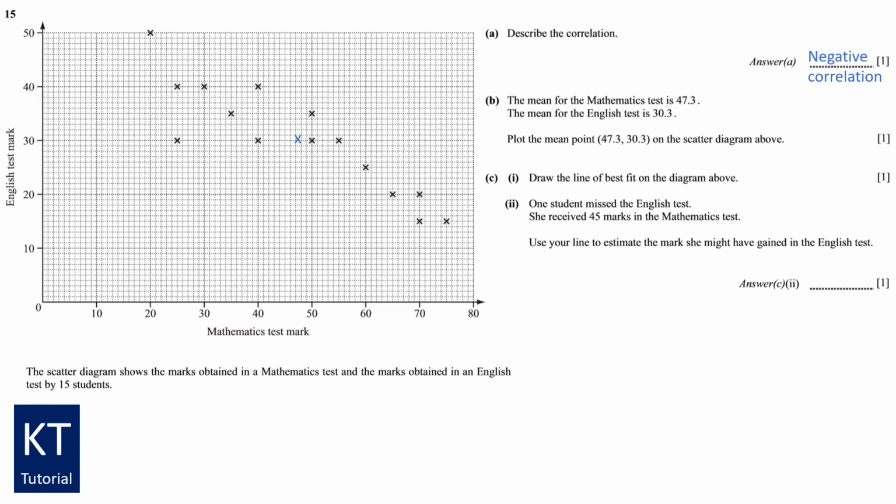Next, draw the line of best fit on the diagram above. Generally speaking, this would be a straight line that separates as many plots above as there are below. Next, one student missed the English test. She receives 45 marks in the mathematics test. Use your line to estimate the mark she might have gained in the English test. In method, this will be projecting 45 from the x-axis to the line and from the line to the y-axis to produce the required English test mark.